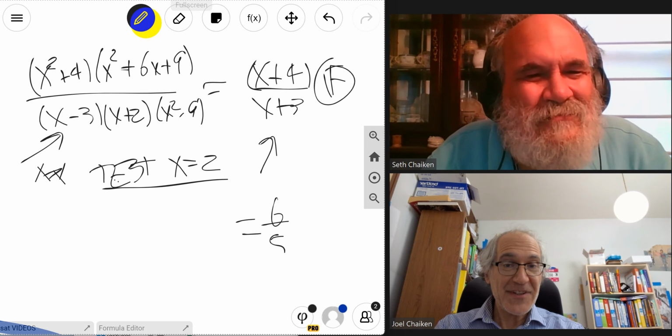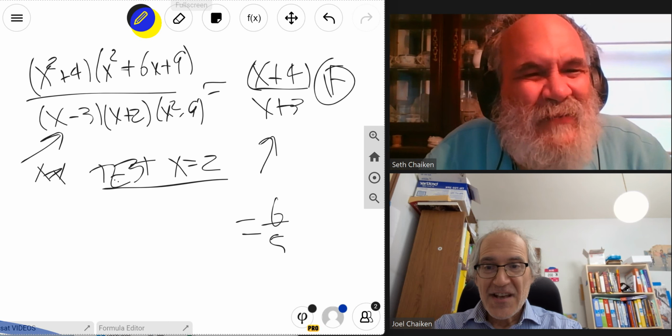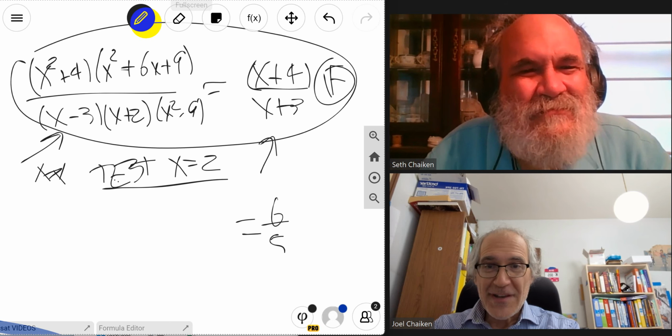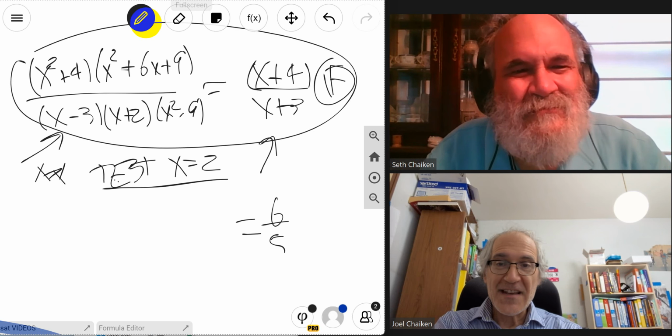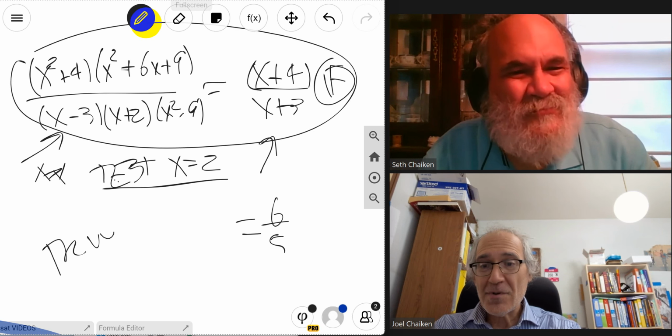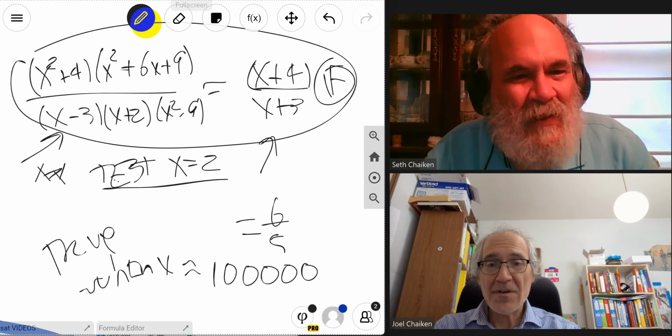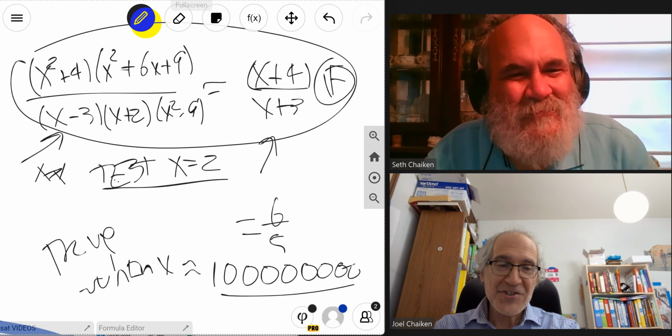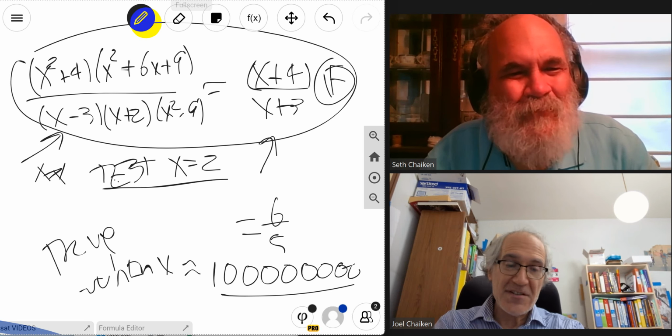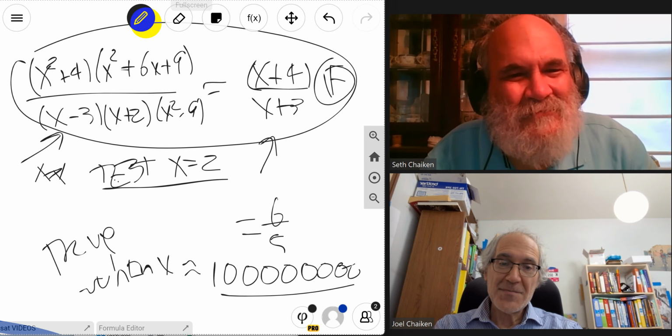That's really interesting. So in other words, you're saying that this is actually true, even though I made it up. Total nonsense. This is actually true when x is about like a million, billion, quadrillion, right? What I just wrote is actually true if x is ridiculously large. Wow, that's pretty cool.